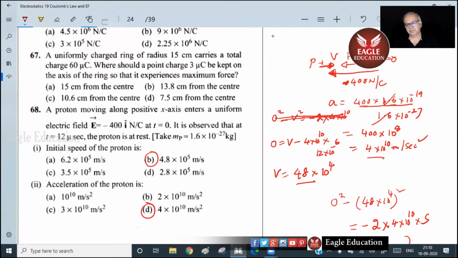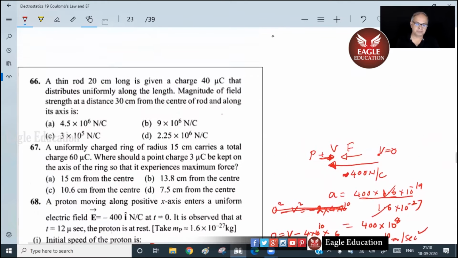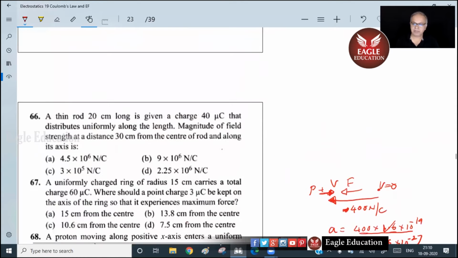So, yes, can I go to the next question, children? Yes, sir. Problem 67. A uniformly charged ring of radius 15 centimeters carries a total charge. Where should a point charge of 3 microcoulombs be kept on the axis of the ring so that it experiences maximum force? Already told you. Say it yourself.